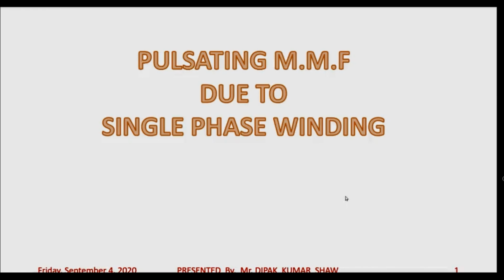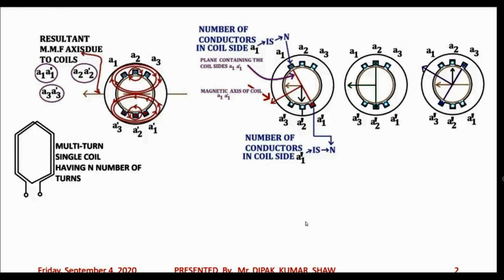Now, to be precise or to be accurate, we should not only use the word pulsating, rather we should say that the MMF in the air gap of a single phase induction motor is a function of both space and time. That means it is a function of both space angle as well as time. So we will definitely try to derive that particular statement, that MMF in the air gap of a single phase induction motor is going to be stationary and pulsating.